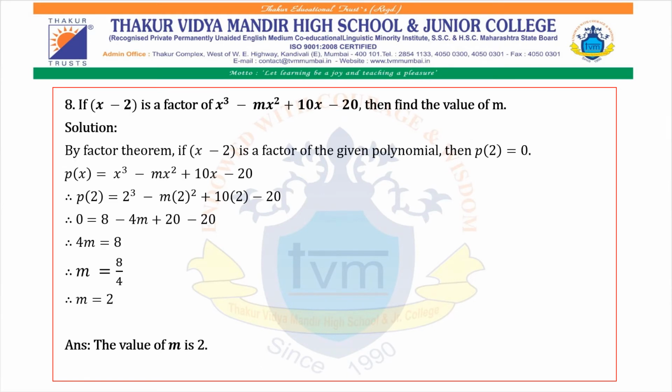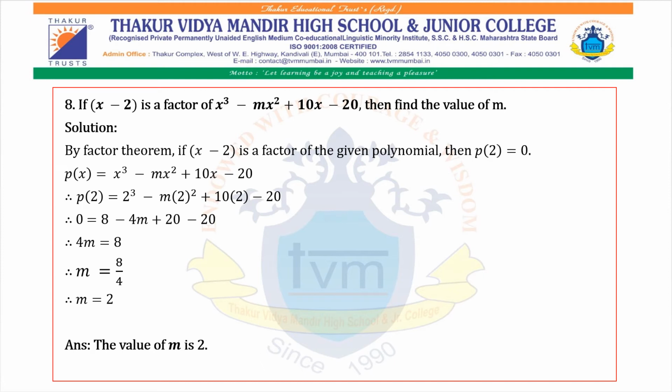Question 8. If x − 2 is a factor of x³ − mx² + 10x − 20, then find the value of m. Solution: by the factor theorem, if x − 2 is a factor of the given polynomial, then p(2) = 0. Therefore, p(x) = x³ − mx² + 10x − 20, the polynomial which is already given. Now, instead of x, we are going to substitute 2. So, p(2) = 2³ − m(2²) + 10(2) − 20. Now p(2) = 0, therefore we will substitute 0 there.